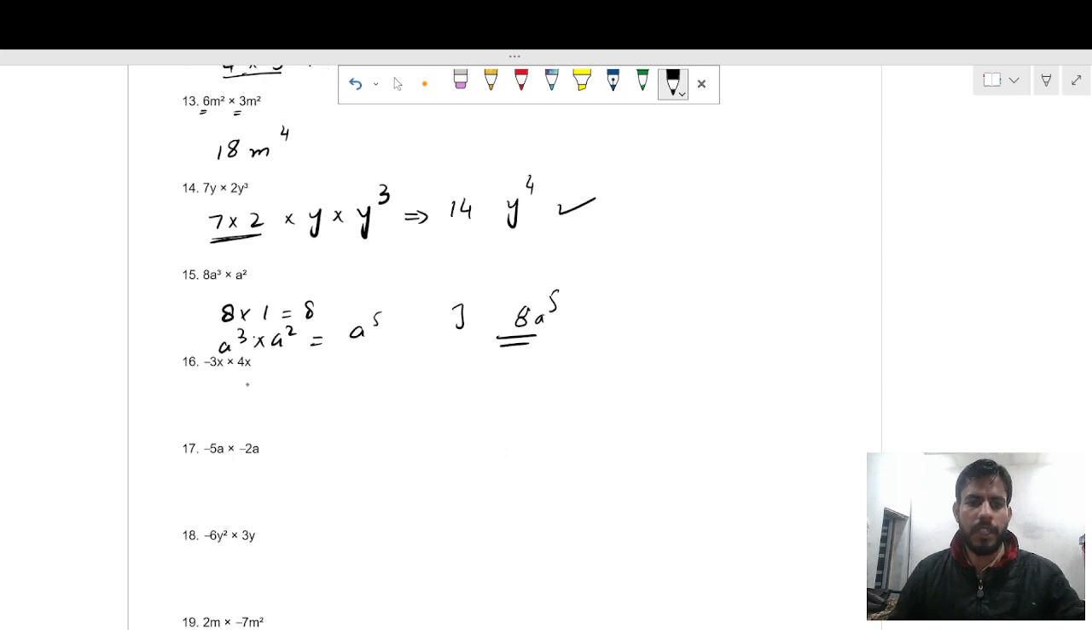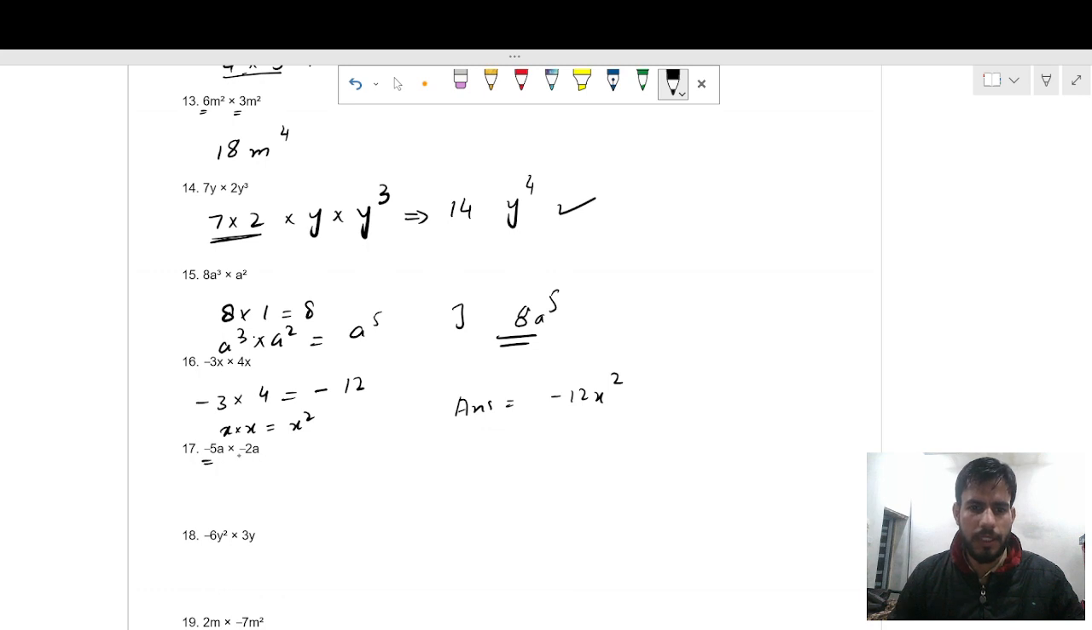Next we have negative 3 times 4. So first of all we will multiply the constants. Negative 3 times 4 is, if we have different signs in case of multiplication, it will be a negative sign. 4 times 3 is 12. Different signs, this is negative 3, this is positive 4. So different signs means a negative sign over here. 4 times 3 is 12. Now x times x is x squared. So our answer will be minus 12x squared.